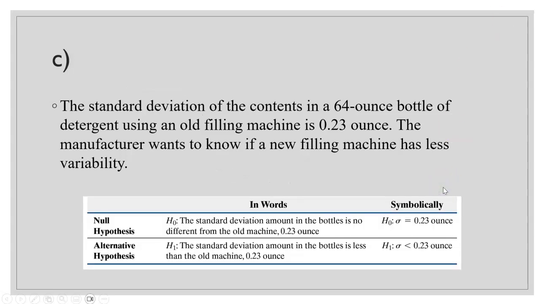Now, in words, what that would look like is our null hypothesis would say the standard deviation amount in the bottles is no different from the old machine, which is 0.23 ounces. And then our alternative hypothesis in words would say the standard deviation amount in the bottles is less than the old machine of 0.23 ounces. And so this is how you identify your null and your alternative hypotheses.